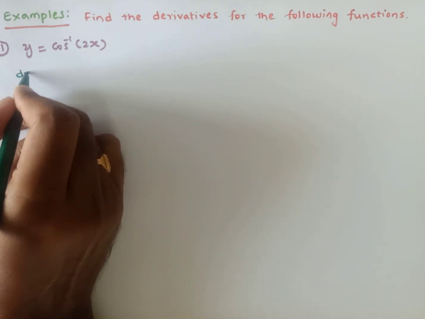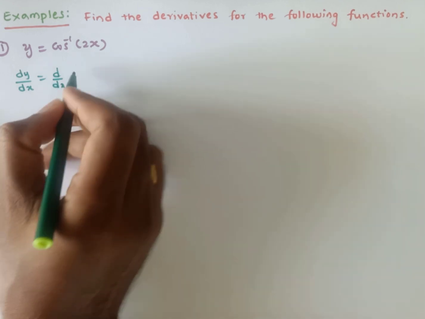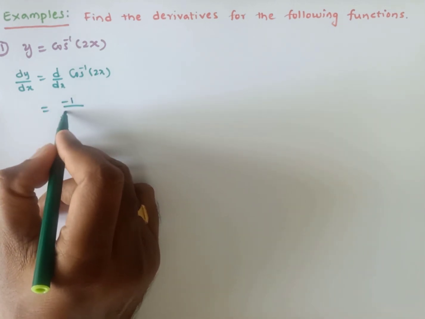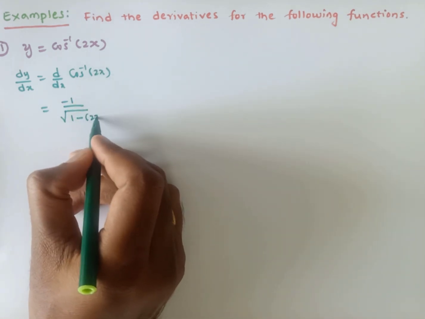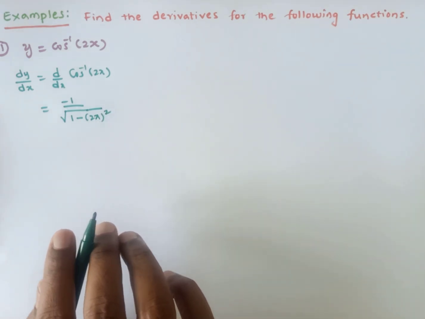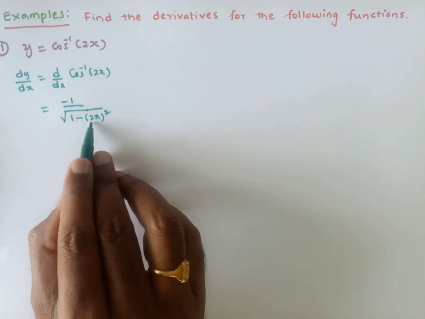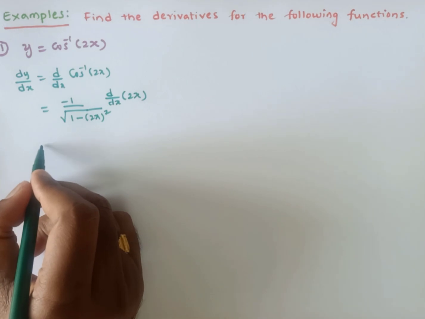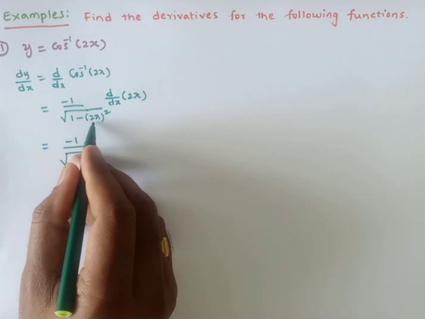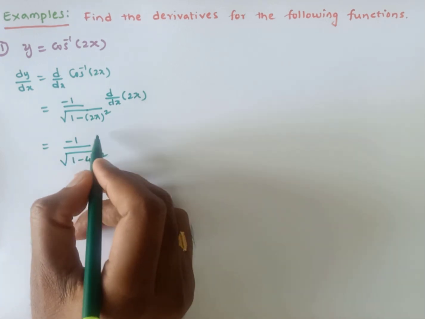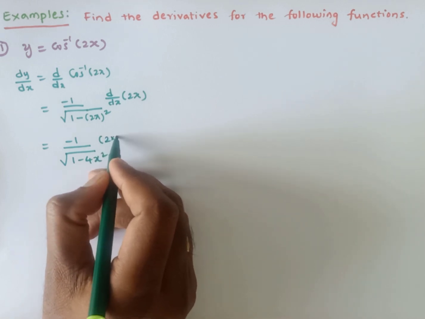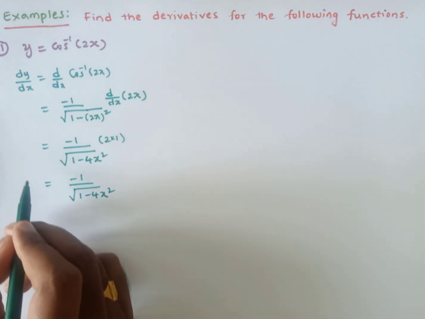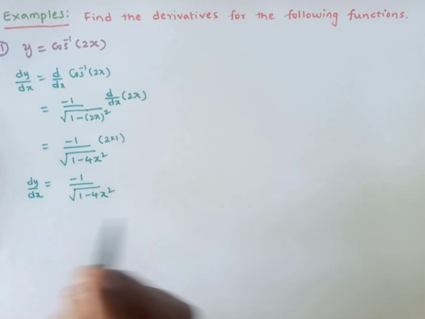So dy by dx equals dy by dx of cos inverse of 2x. The derivative of cos inverse x is minus 1 divided by square root of 1 minus x square. But instead of x, 2x is there, so 1 minus 2x whole square, into d by dx of the inner function 2x. That is minus 1 divided by root of 1 minus 4x square, into the derivative of 2x, which is 2. So finally the derivative is minus 2 divided by square root of 1 minus 4x square. This is d by dx of cos inverse of 2x.